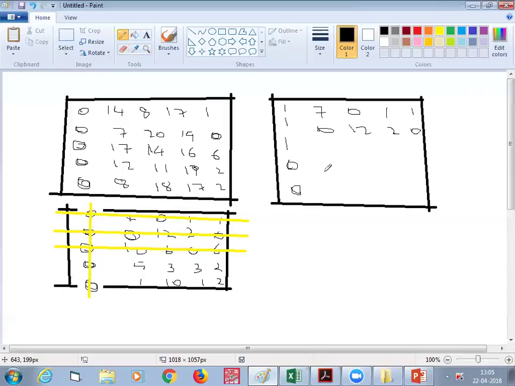10, 6, 0, 6, right? Okay, so these remain unchanged. And now we subtract 1 from each of these. 4, 2, 2, 1. And 0, 9, 0, 1.